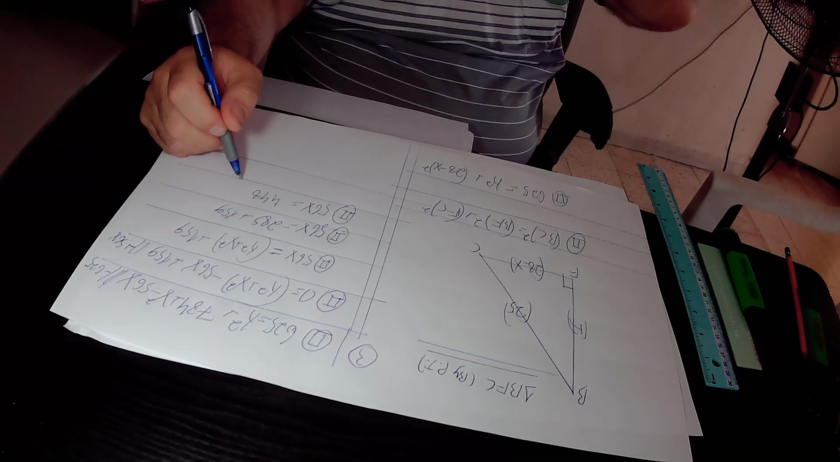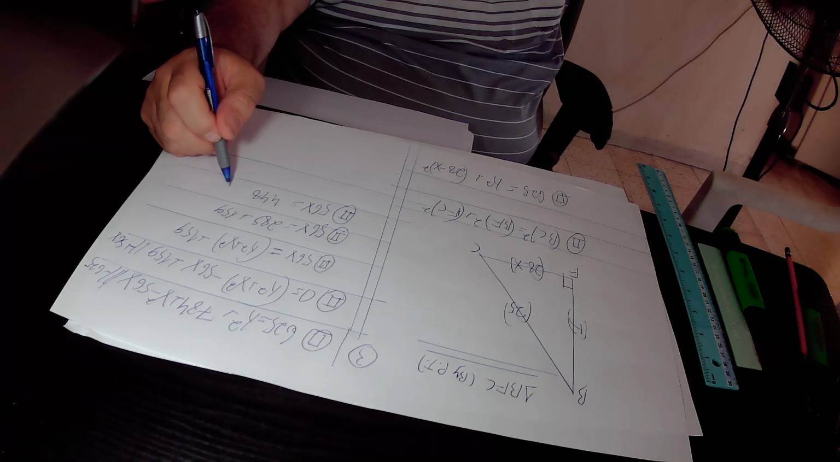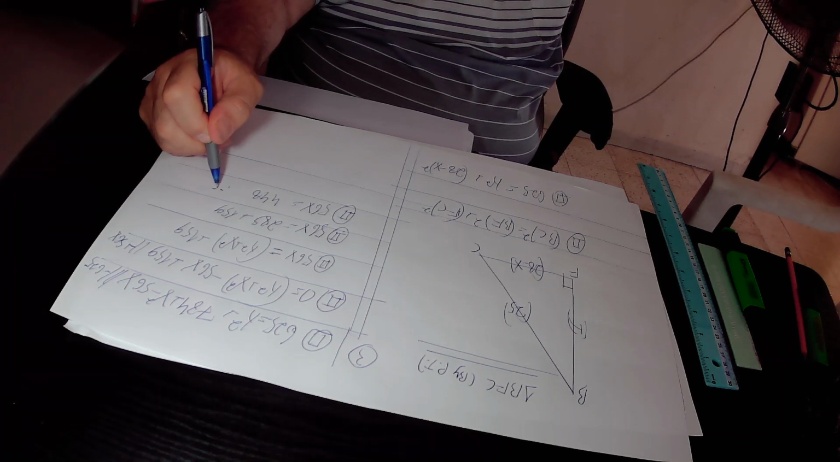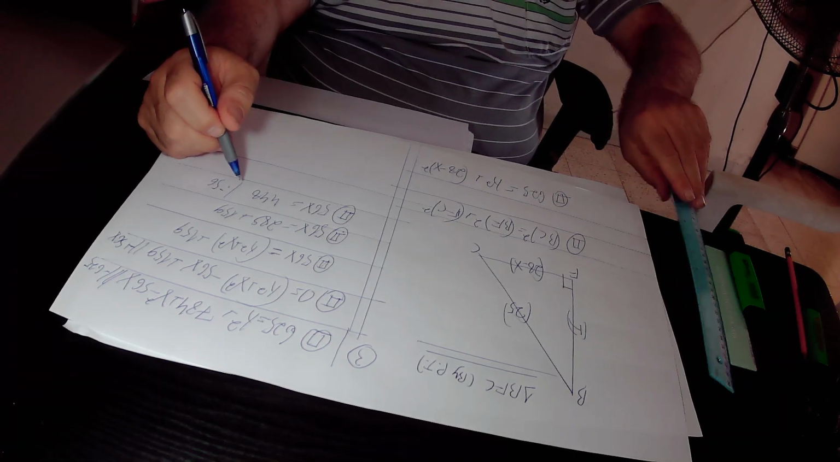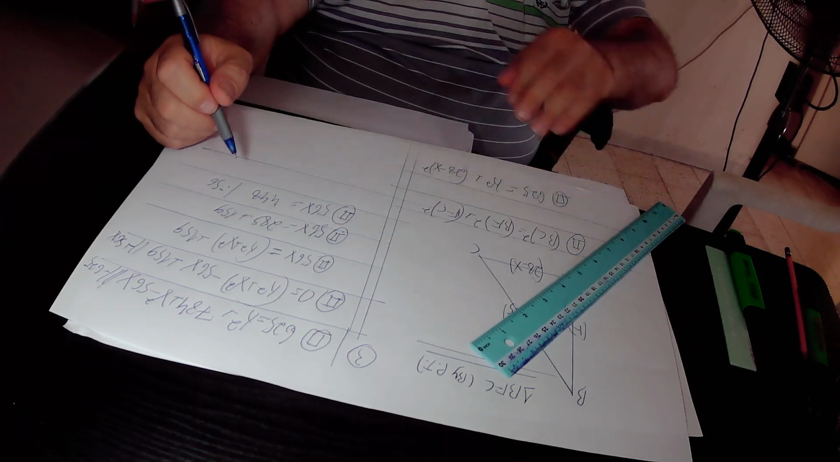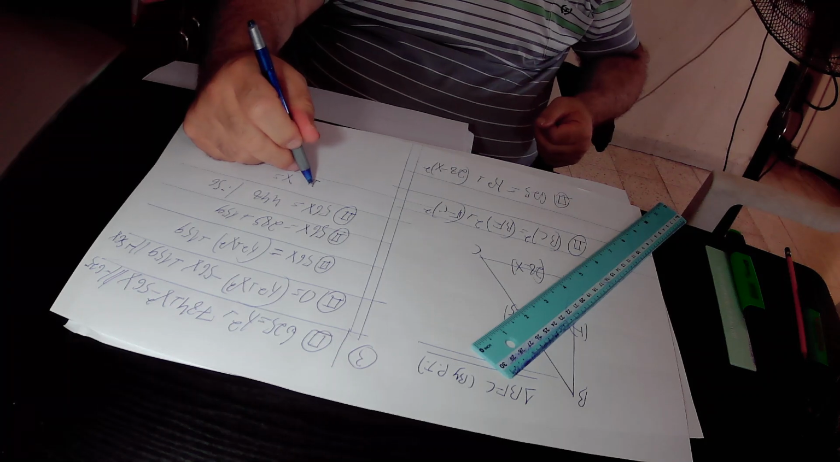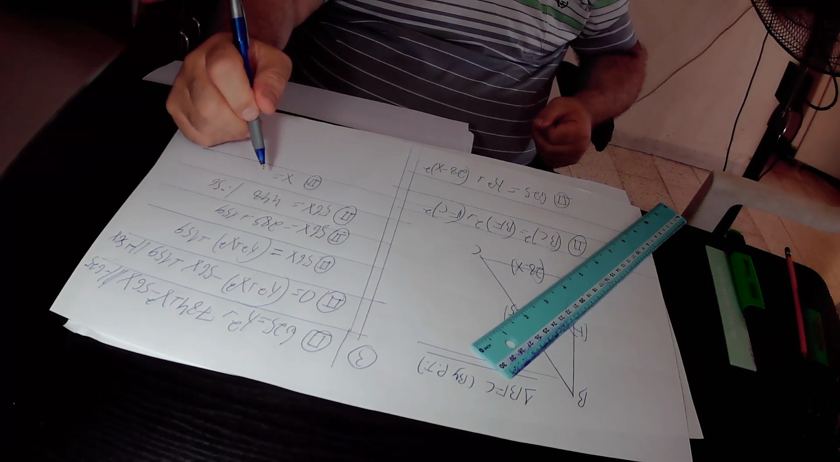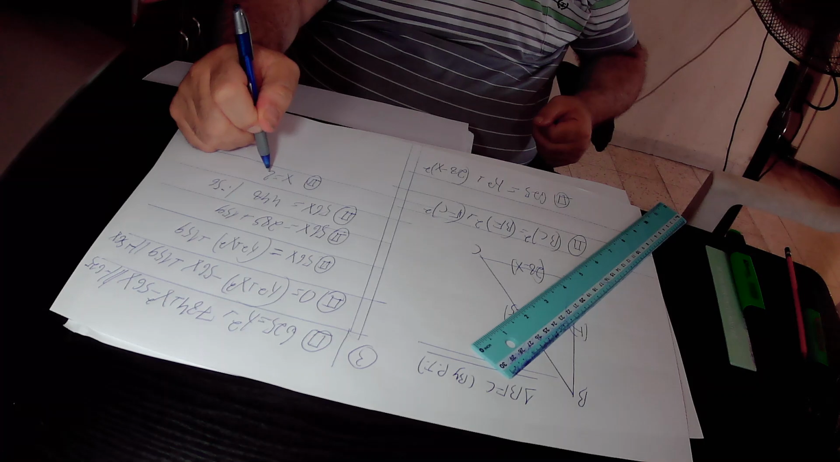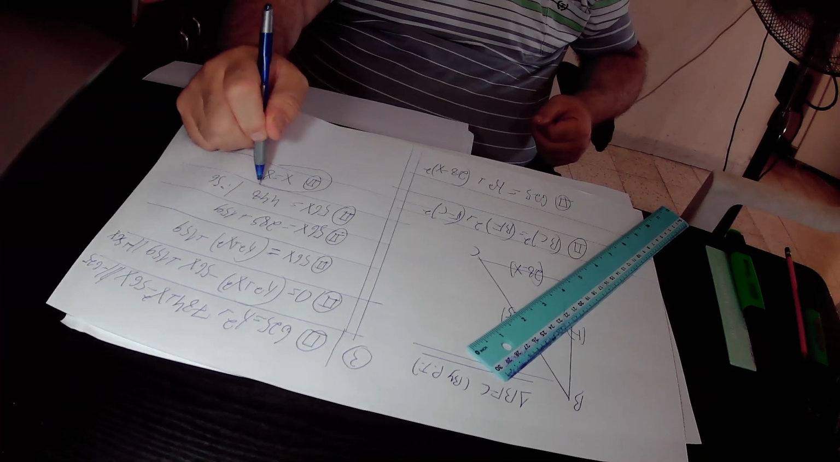So here we divide equation 2 by 56, and finally we get that x equals 448 over 56, which is 8. So x equals 8 units in its length.